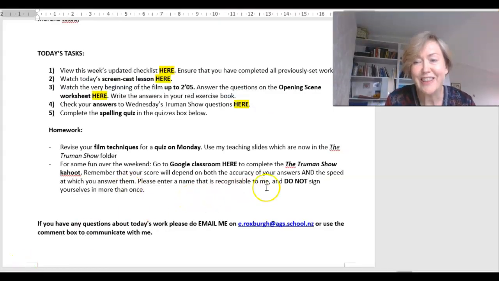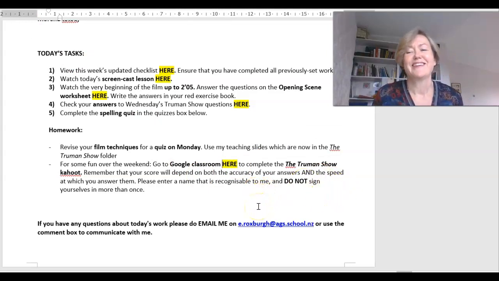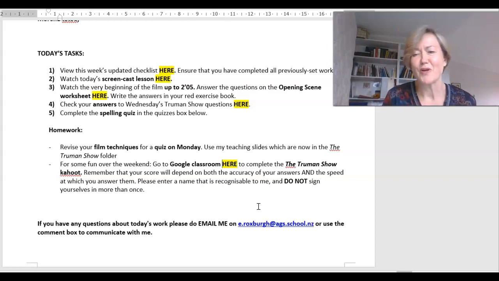No. Fun thing. For some fun over the weekend, go to Google Classroom, and that should be highlighted in yellow. And I'm inviting you to complete the Truman Show Kahoot. So this is a bit of fun, but it's also quite good to get your brain going about the Truman Show. This is not a live Kahoot. We might get onto that next week, maybe, with Zoom, but this one is not a live Kahoot. It's on Google Classroom, and you just click on that and it'll be clear.